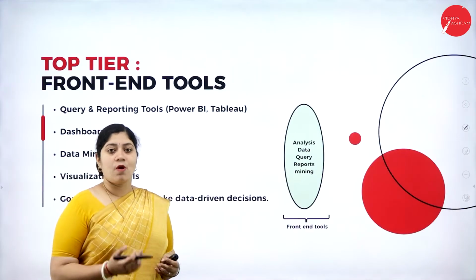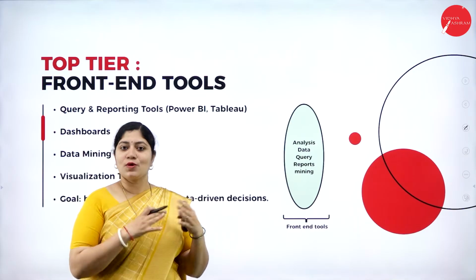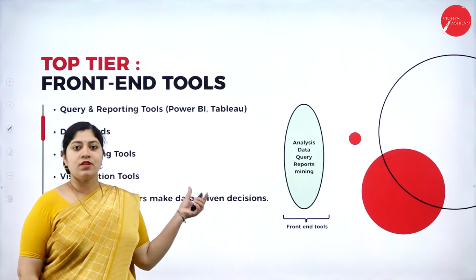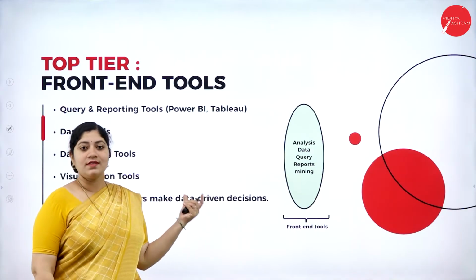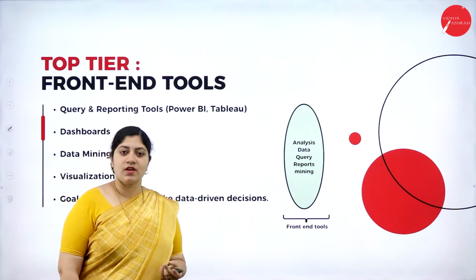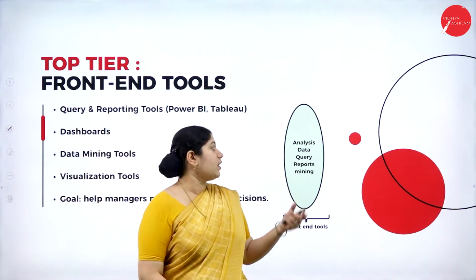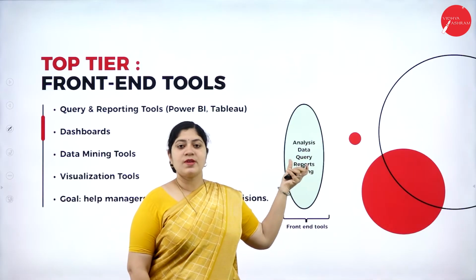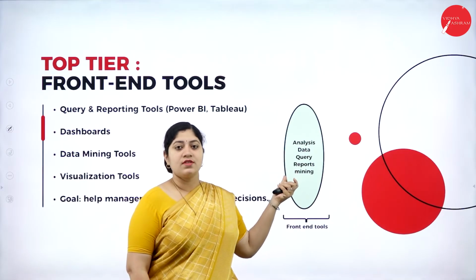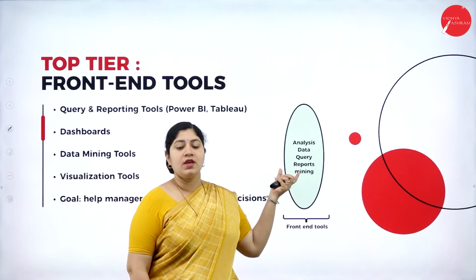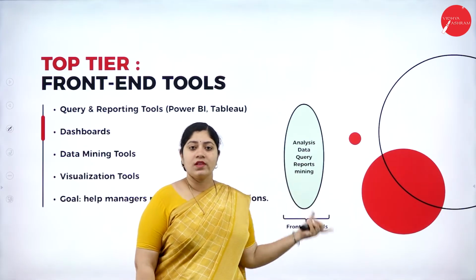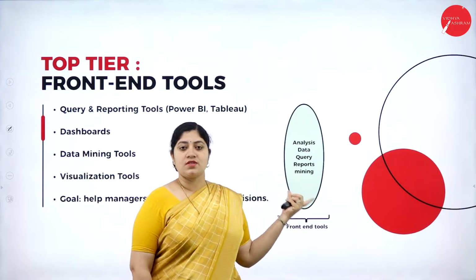Up next, let's move forward and understand the top tier, which is also called the front end architecture. With respect to the top tier, let's see what a top tier architecture is and what things are supported under it. Under the top tier, the things included are data analysis, then the query, as well as various reporting tools that can be designed by this architecture, followed by data mining. So all these are the various applications that are supported.